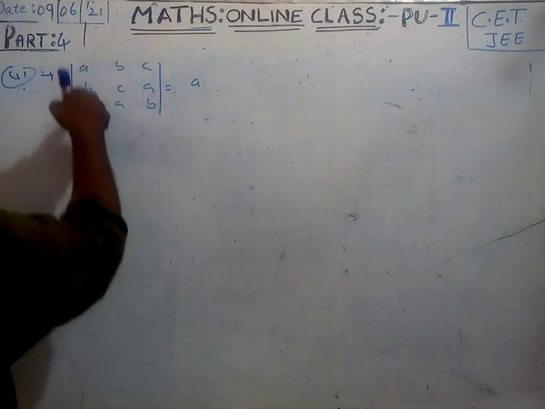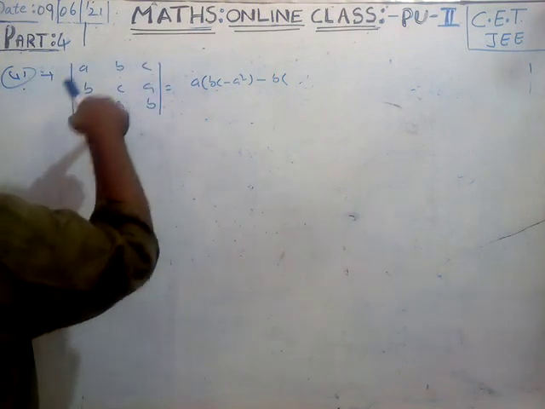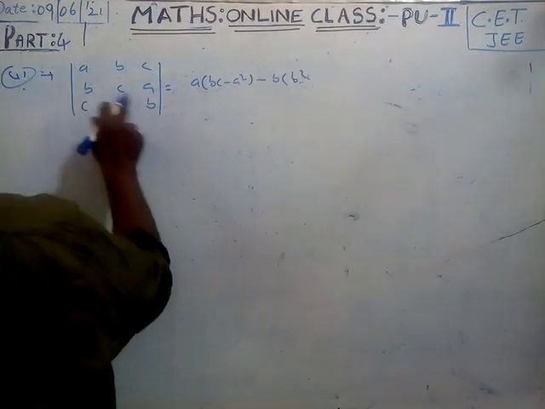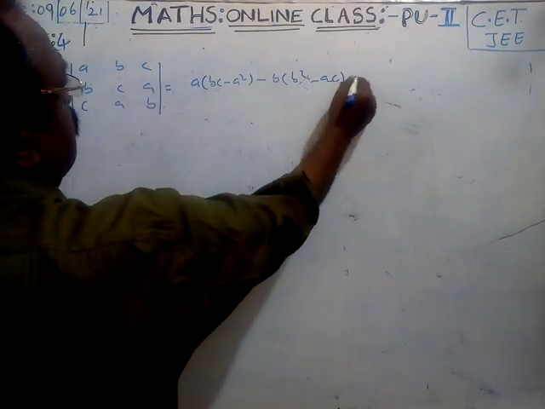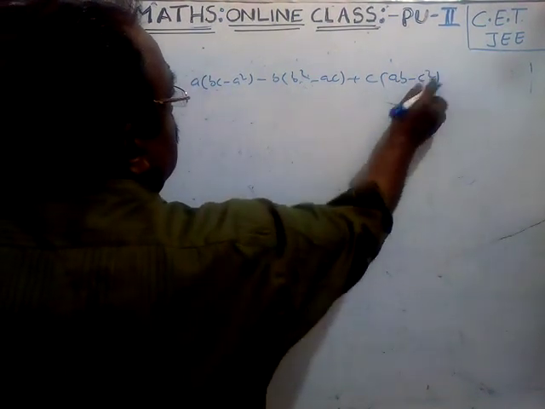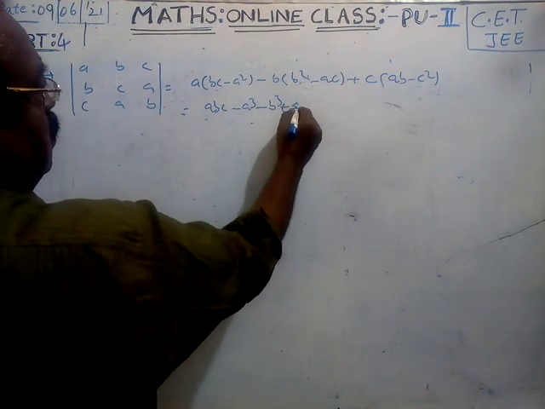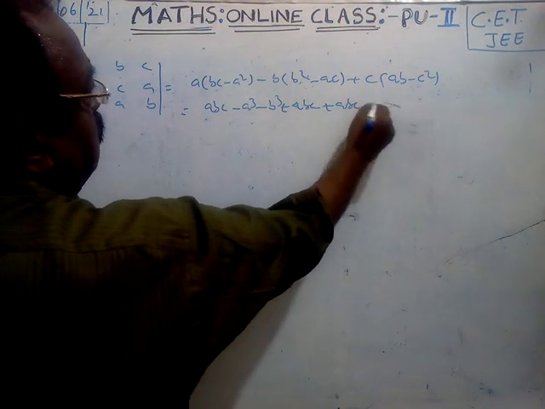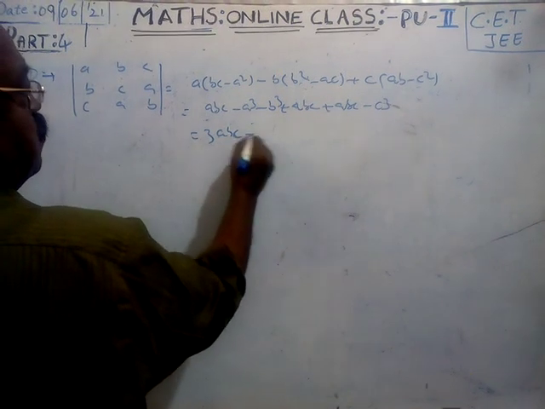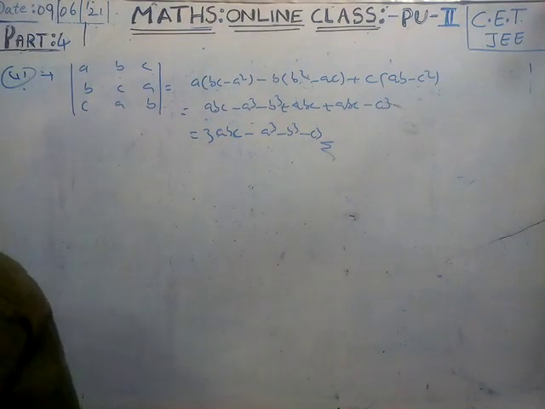It is A of (BC minus A square), minus B of (this second column) B square minus AC, plus C of (AB minus C square). Okay? So it is ABC minus A cube, minus B cube plus ABC plus ABC minus C cube. So it is 3ABC minus A cube minus B cube minus C cube. Okay? That is the answer.